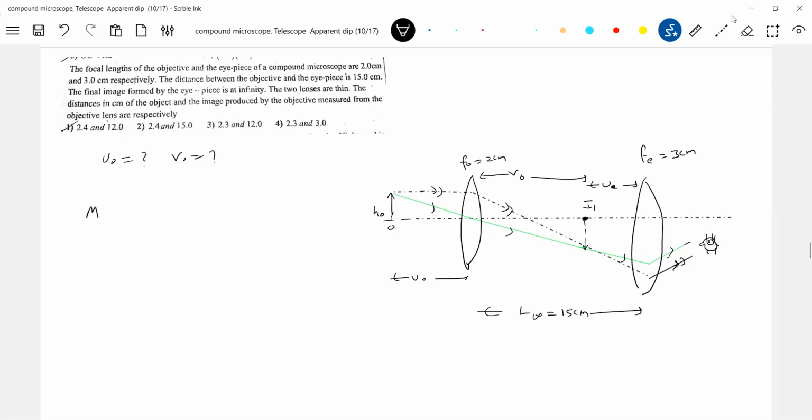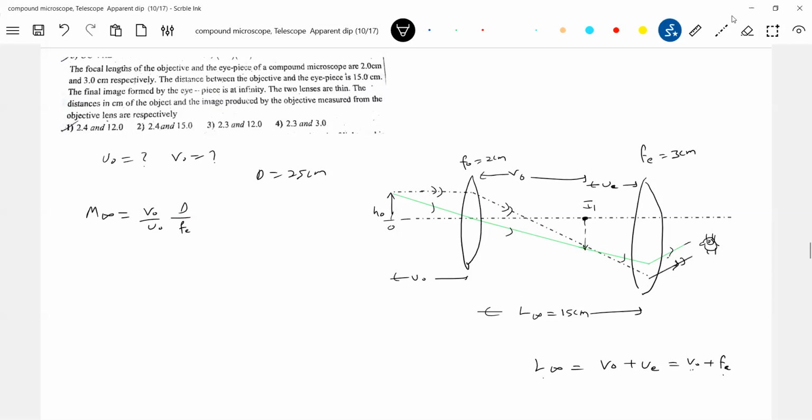So what is our formula? M infinity equals V0 by U0 times D by Fe. No? So we know D is 25 centimeter. We know Fe. And what is the other thing? We know the length of the tube. What is the length of the tube? It should be equal to V0 plus UE, and this should be equal to Fe. So we know the length of the tube and we know the focal length. So with this we'll get V0.